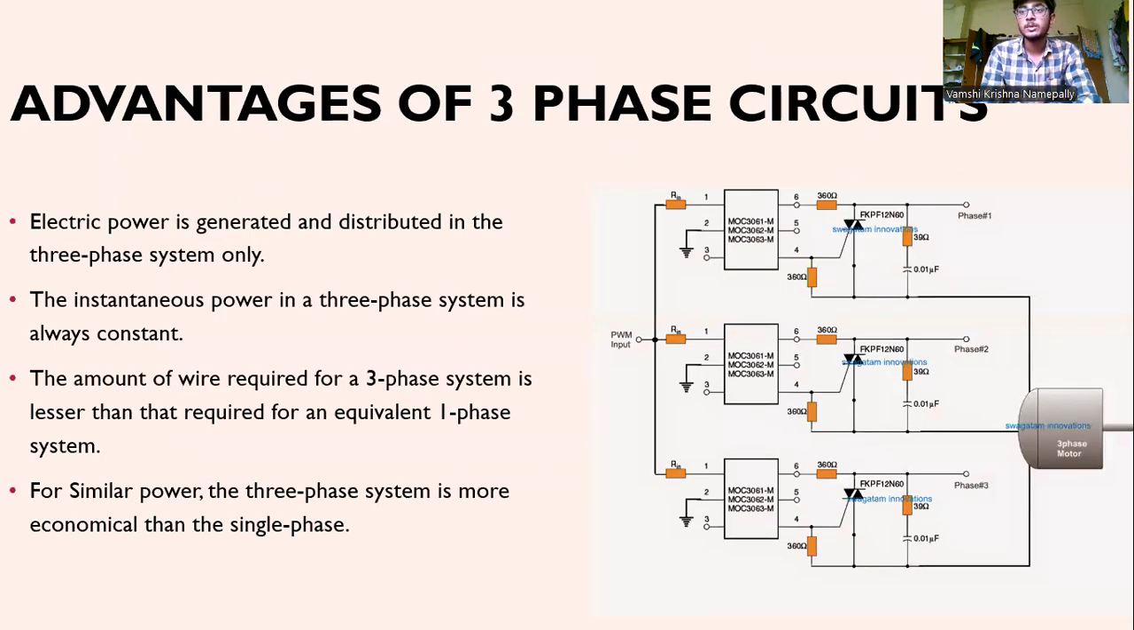Now let us discuss the advantages of three-phase circuits. Electrical power that is generated is distributed in the three-phase system only. The instantaneous power in a three-phase system is always constant. It will always be equal and constant throughout the process.